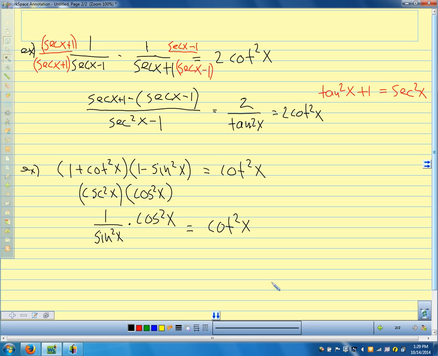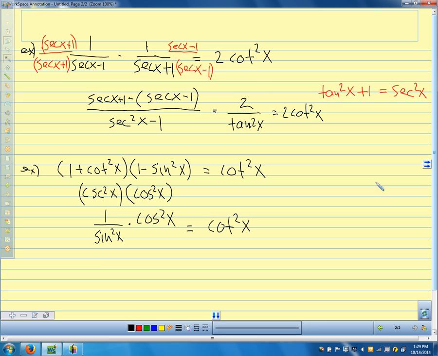So that one turned out to be pretty easy. We used our Pythagorean identities for each set of parentheses. We could get to the same place if we multiplied this all out, but I think that would turn out to be a lot more work. All right, questions there? Okay, let's look at another one.